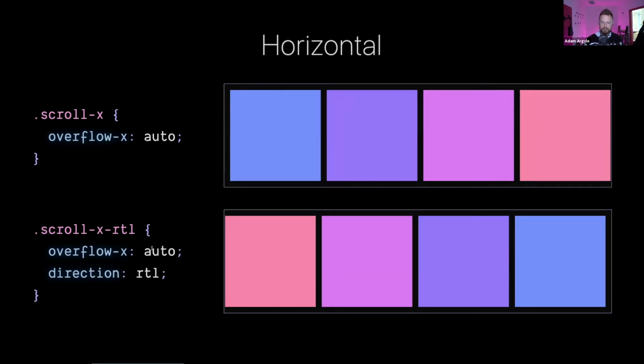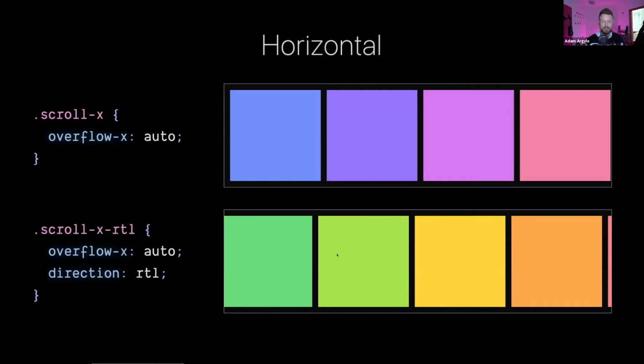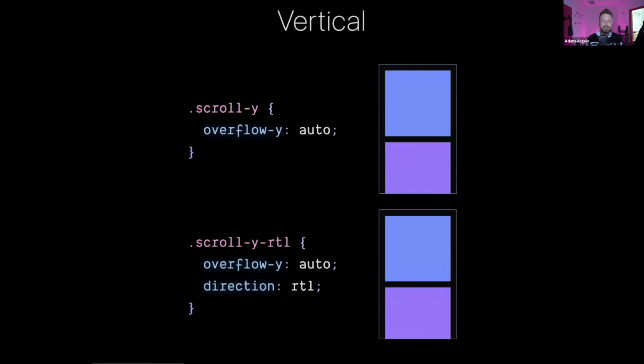Also, we have scroll x right to left. So you can do the same thing, overflow-x auto, set the direction to right to left, and look at the difference. We get a scroller that starts on the right and goes the other direction. So scrollers need to be aware of content flow, because if the directionality of the document changes, so does where scroll starts. We can also look at vertical scrolling.